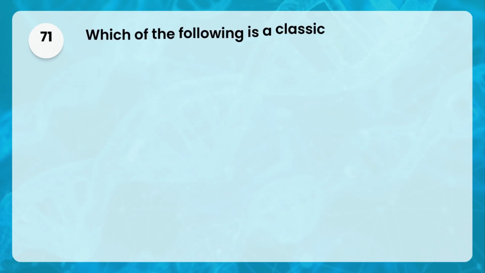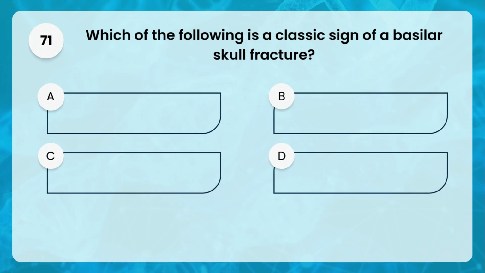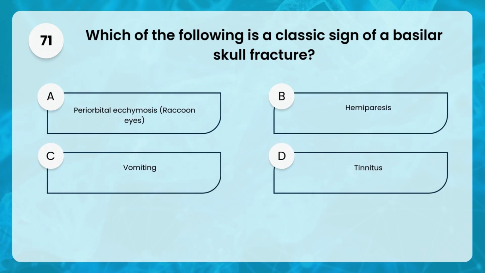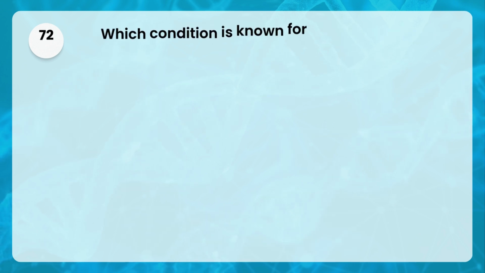Number 71. Which of the following is a classic sign of a basilar skull fracture? A. Periorbital ecchymosis, raccoon eyes. B. Hemiparesis. C. Vomiting. Or D. Tinnitus. The answer is A. Periorbital ecchymosis, raccoon eyes.